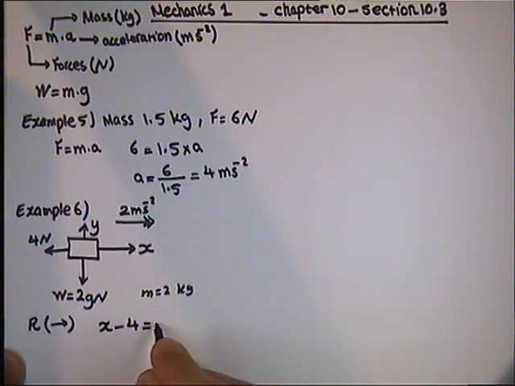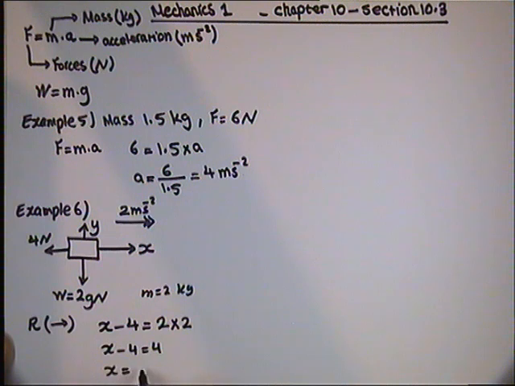So 2 times the acceleration, which is 2 as well. X minus 4 is equal to 4. Therefore, x is equal to 8 Newtons.